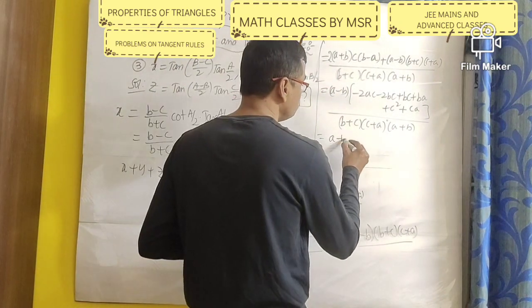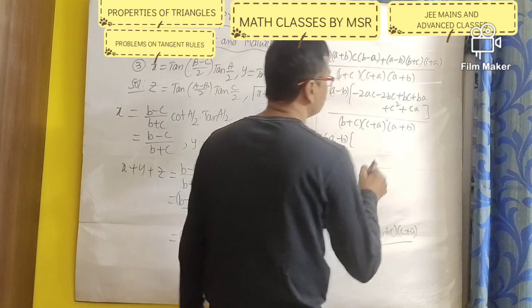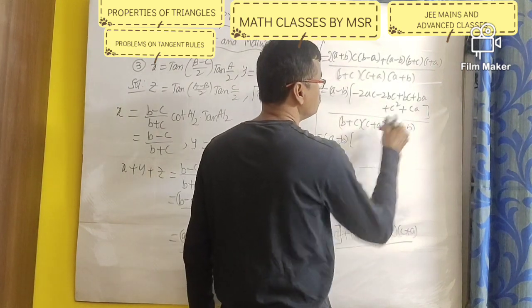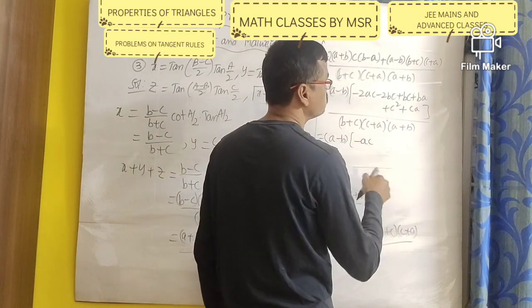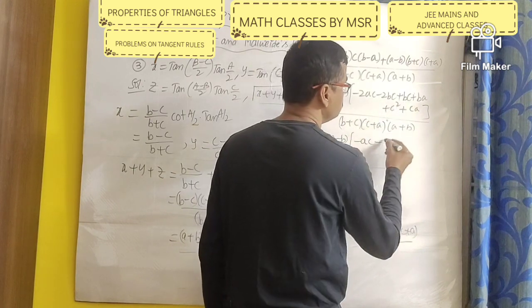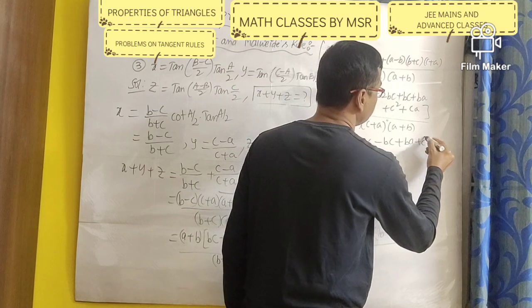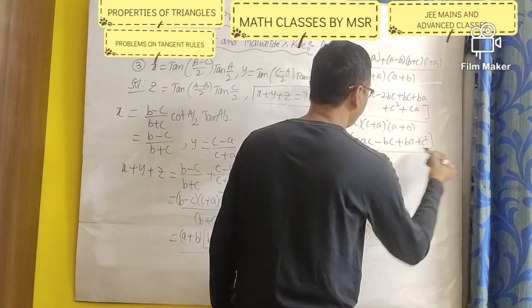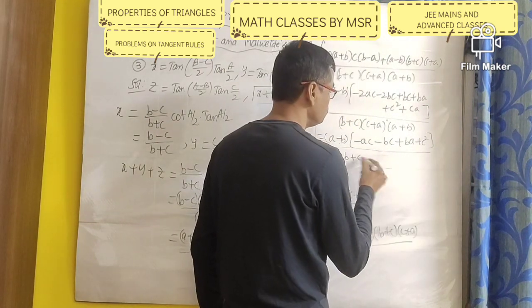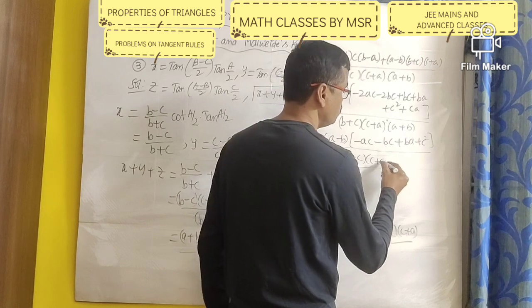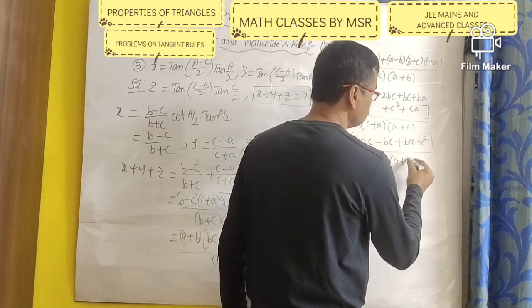A minus b times of minus 2ac plus ac is minus ac. Minus 2bc plus bc is minus bc plus ba plus c square, over (a plus b) into (b plus c) into (c plus a).